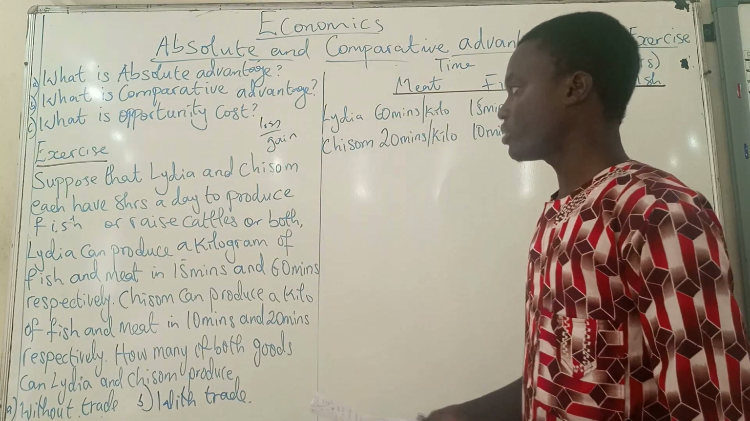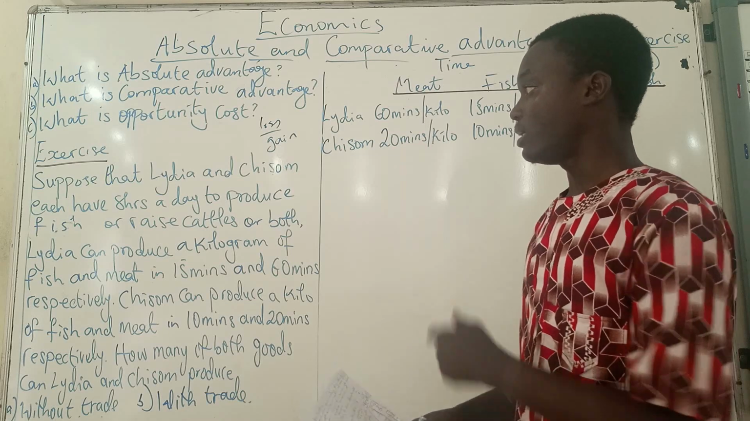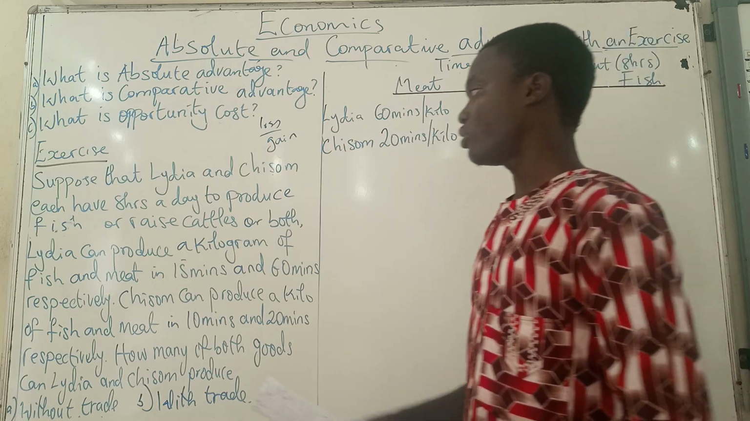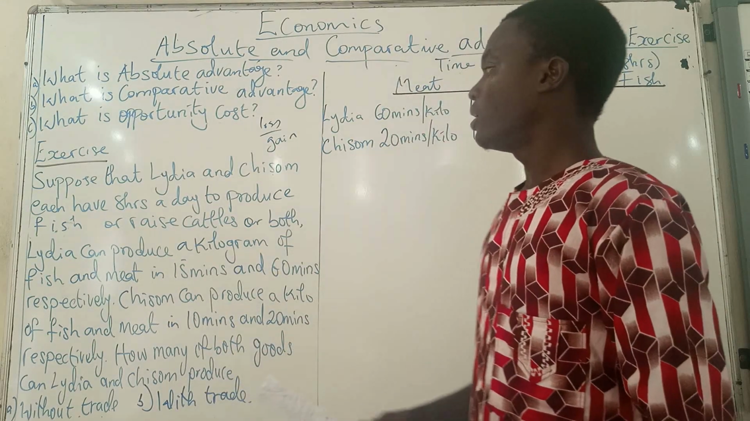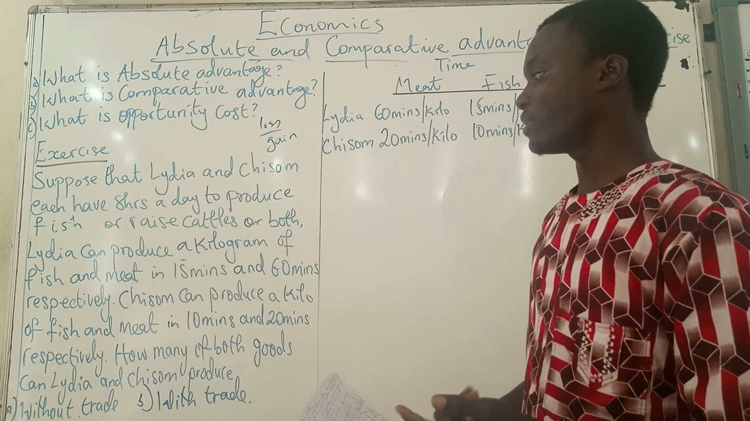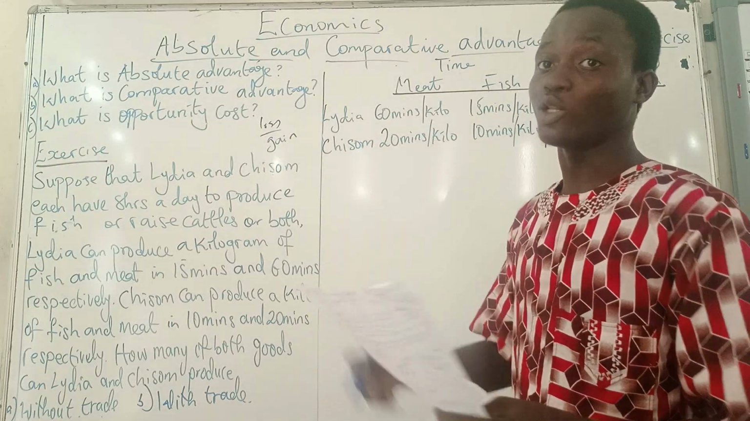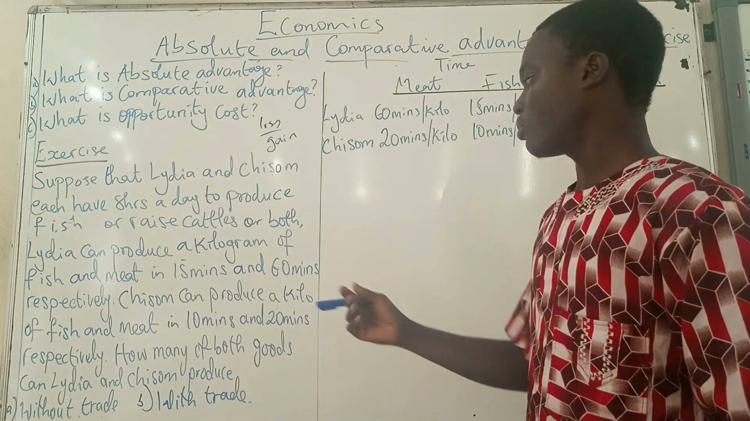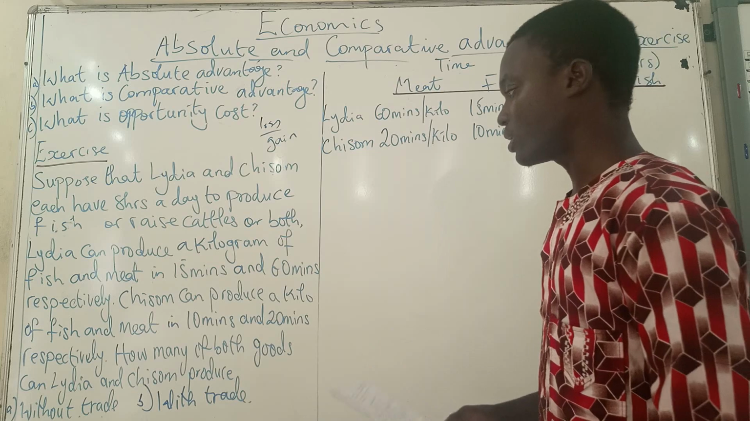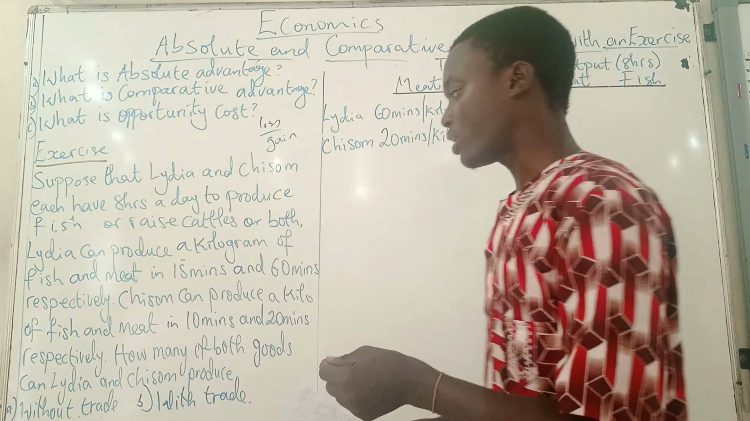Now, having discussed all those things, I then have an exercise. Suppose that Lydia and Chisom each have 8 hours a day to produce fish or raise cattle or both. Lydia can produce a kilogram of fish and meat in 15 minutes and 60 minutes respectively. Chisom can produce a kilo, which is also a kilogram. In Nigeria here we just say a kilo and everybody understands. So Chisom can produce a kilo of fish and meat in 10 minutes and 20 minutes respectively. How many of both goods can Lydia and Chisom produce? A, without trade; B, with trade.